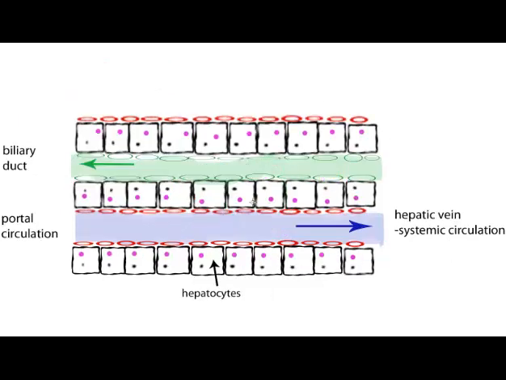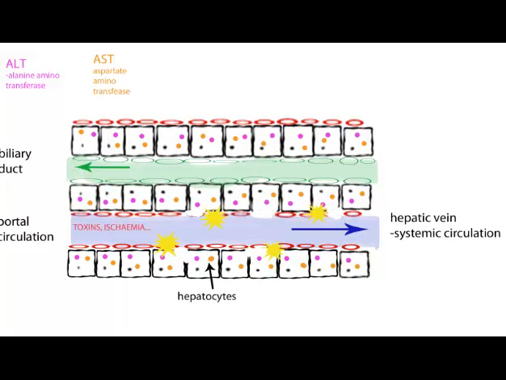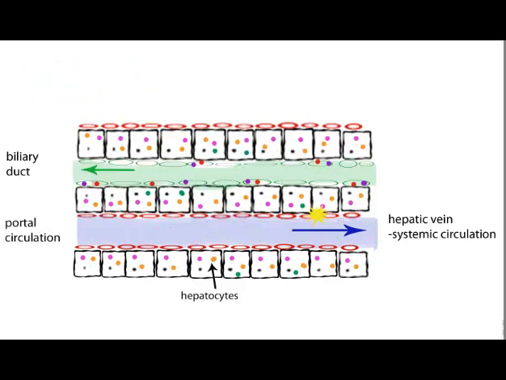So just to summarise that, within the liver there's the hepatocytes and there's also the biliary ductal system. Damage only to the hepatocytes leads to release of ALT and AST into the systemic circulation, which we can see on our liver function test. Blockage or damage only to the biliary part of the liver leads to a raise in conjugated bilirubin and in alkaline phosphatase and gamma-GT. However, these systems don't work completely in isolation.